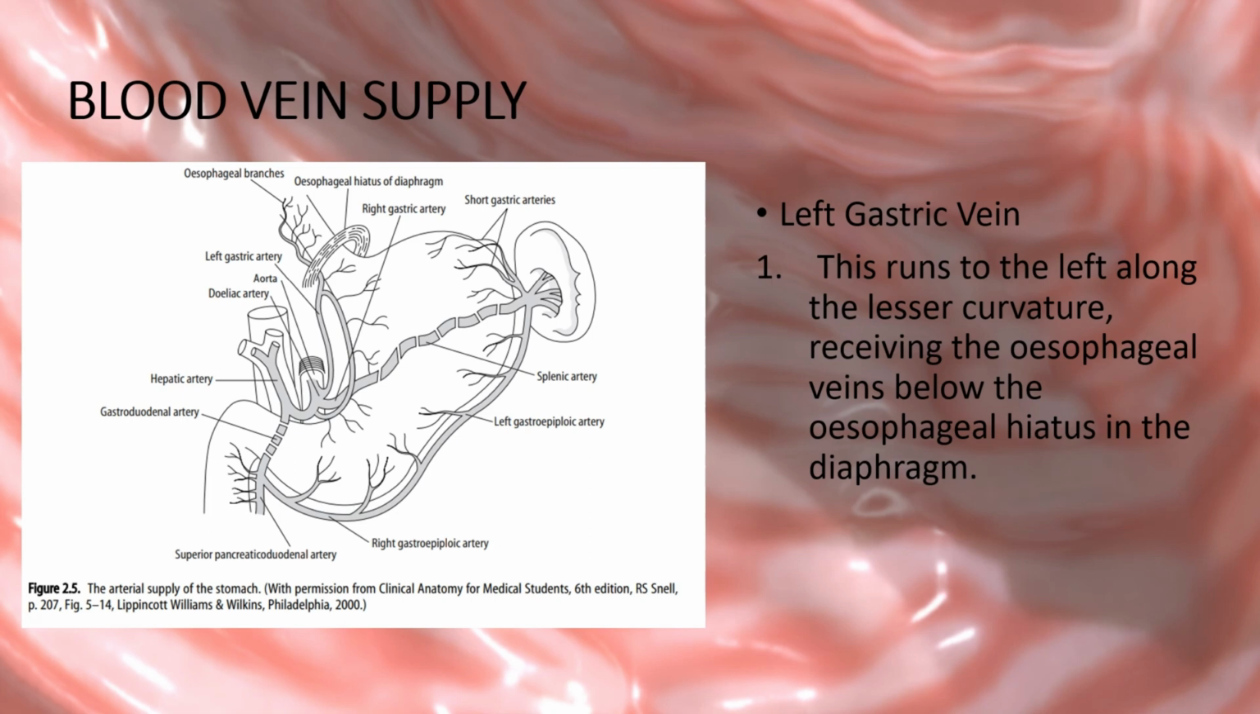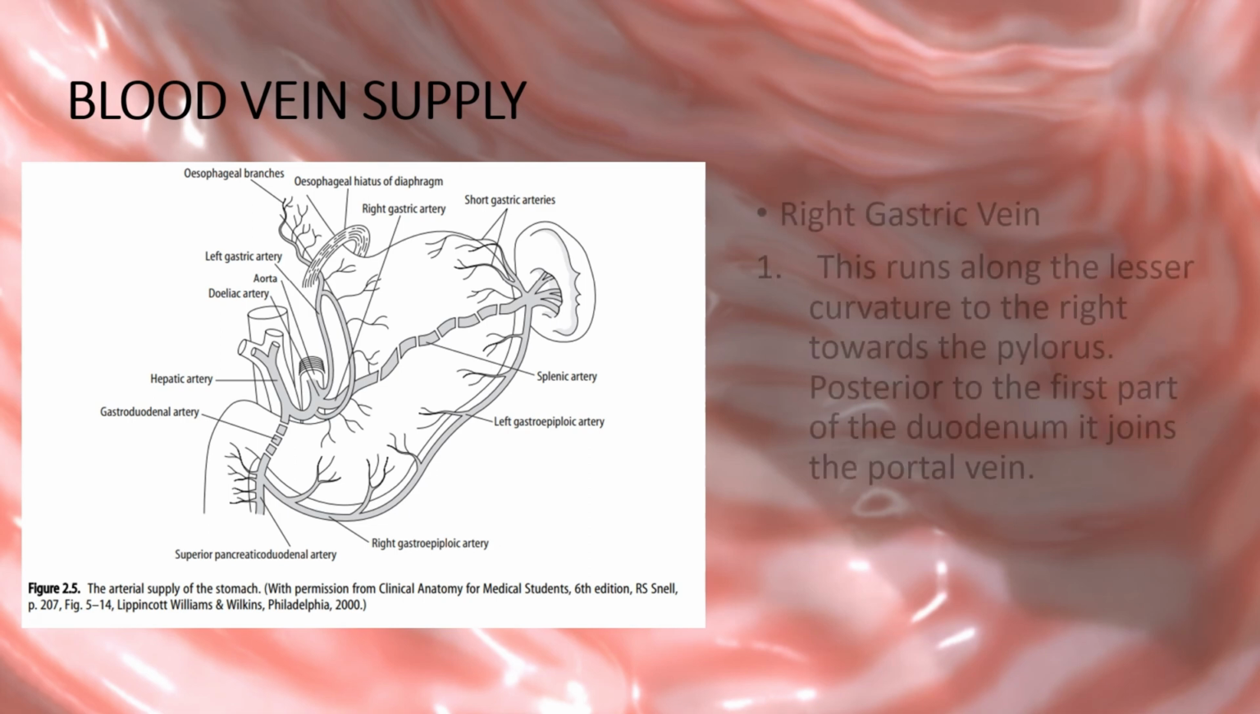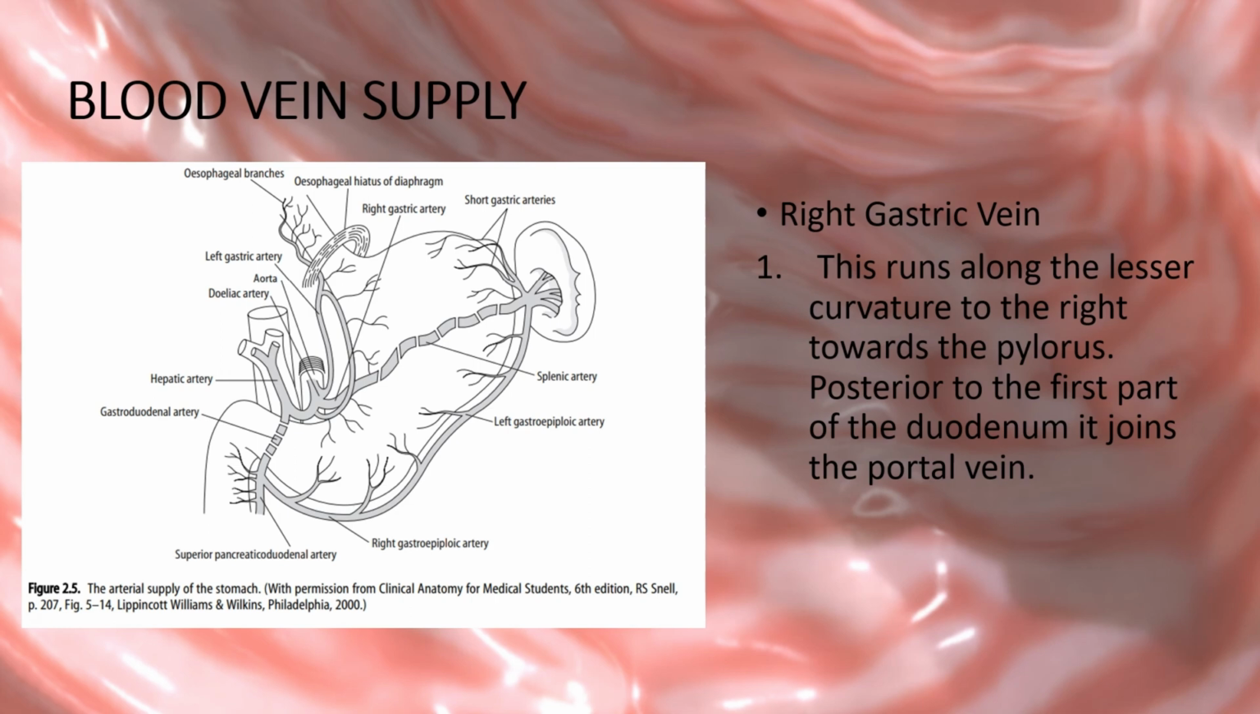We have also the right gastric vein that runs along with the lesser curvature to the right towards the pylorus, posterior to the first part of the duodenum, and it joins the portal vein. It also receives the prepyloric vein, which receives the veins from the first 2 centimeters of the duodenum.